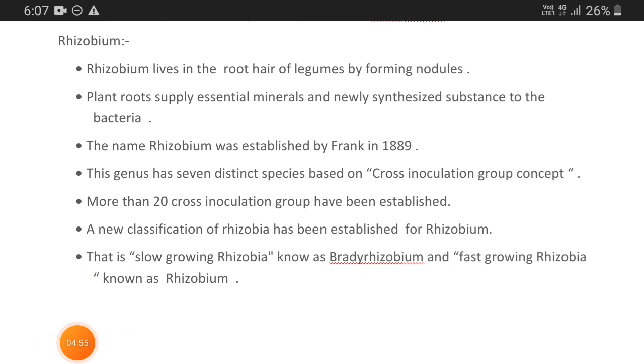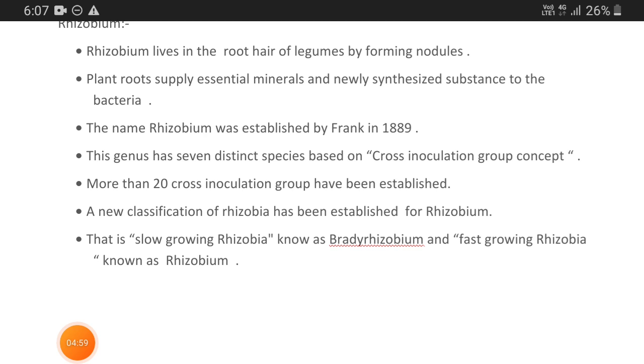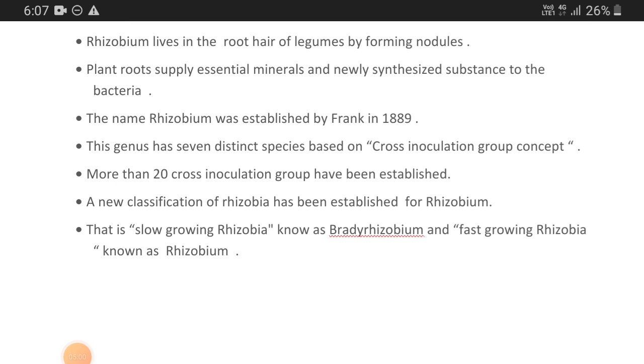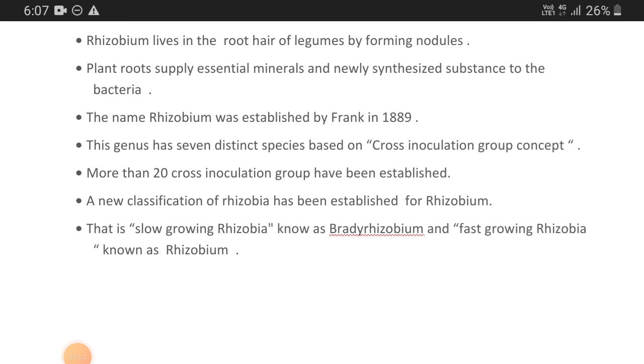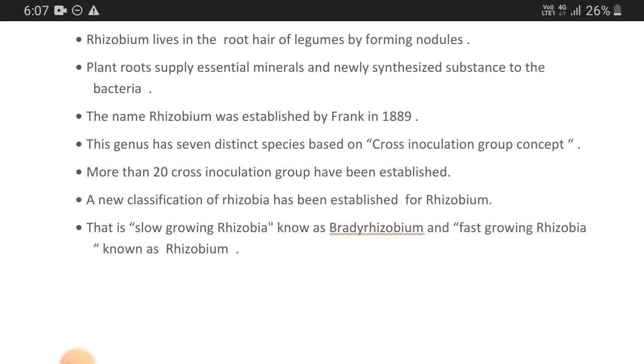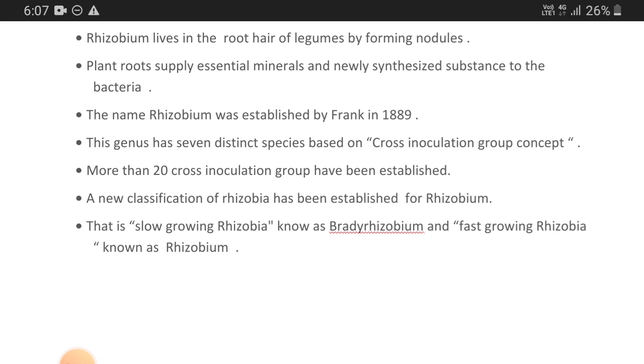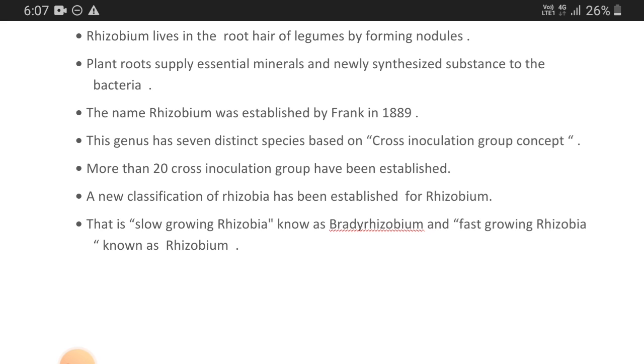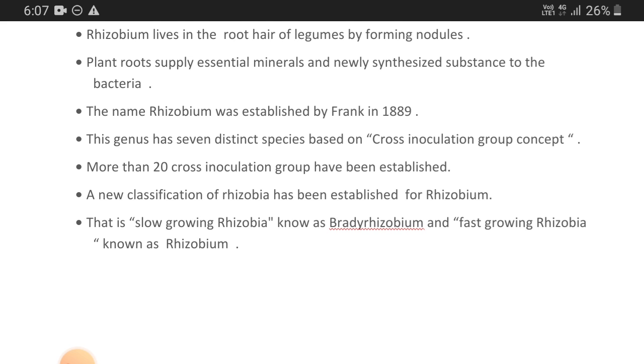One is symbiotic nitrogen fixers, which grow in association with plant roots. Free living nitrogen fixers do not go for any association, but they have the ability to fix nitrogen, mainly atmospheric nitrogen. Today's discussion was all about symbiotic nitrogen fixation.